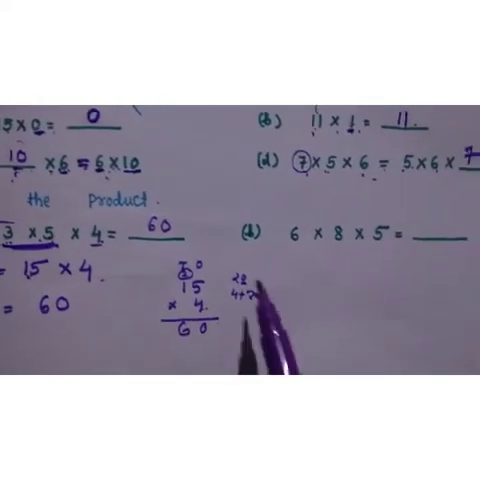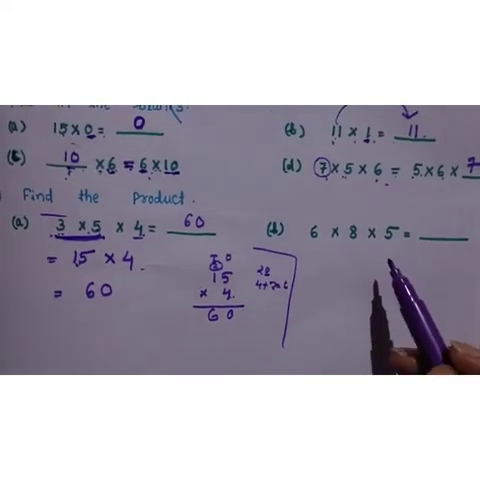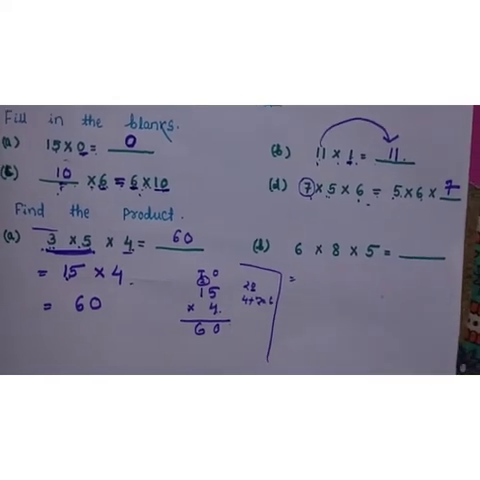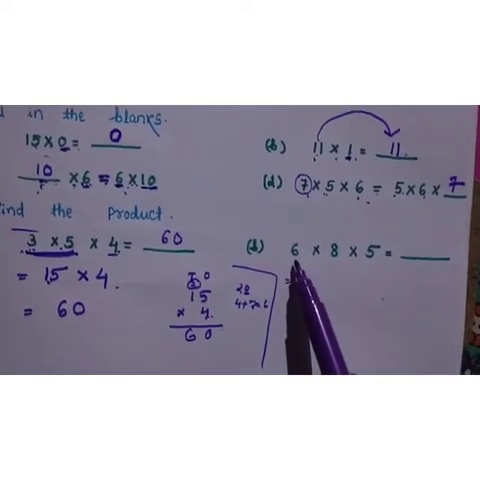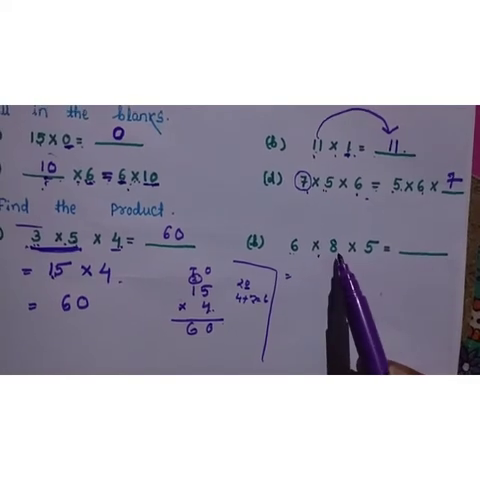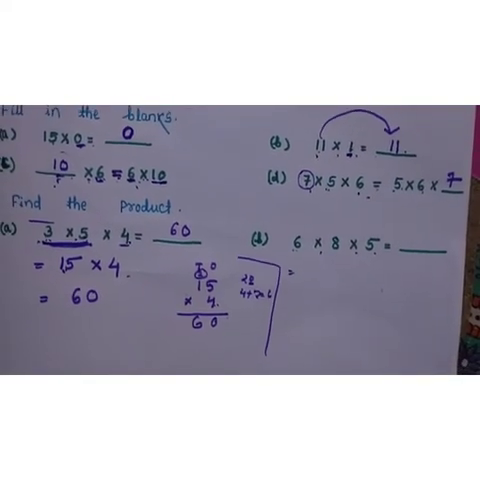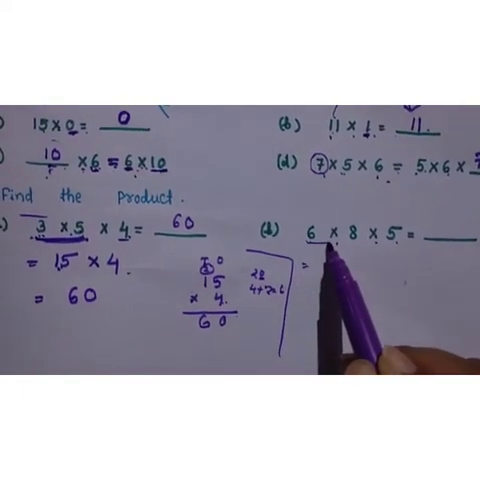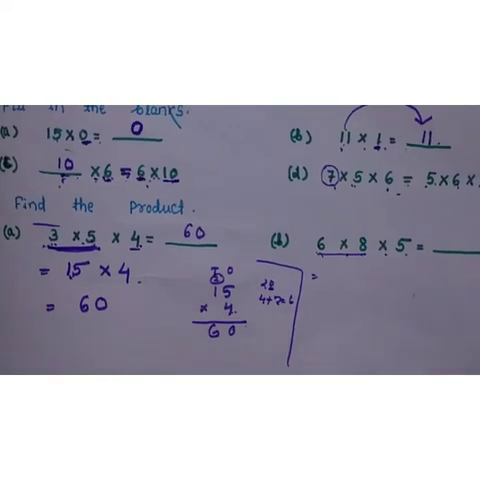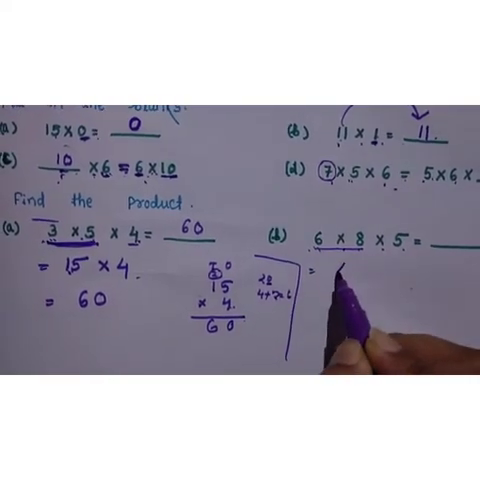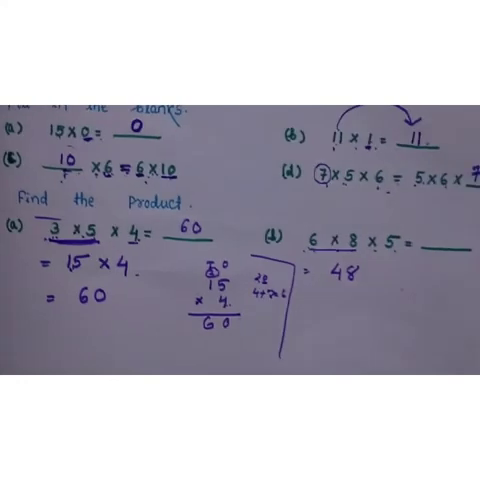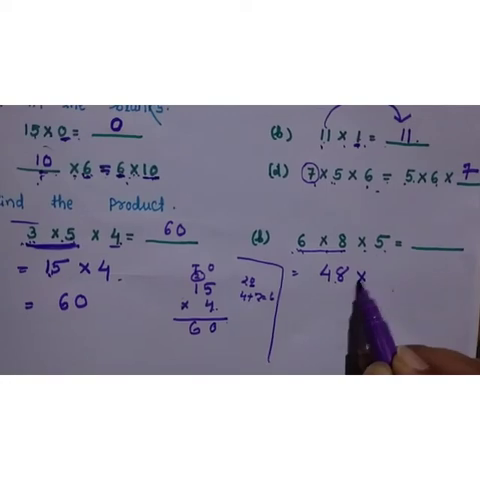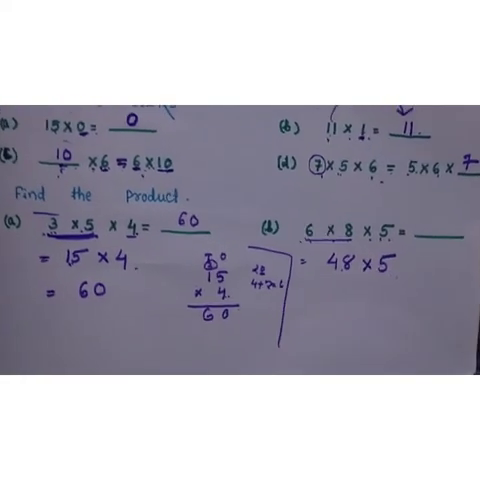Okay. And see students, similarly another question is given here. Here also how many numbers are there? 3 numbers are given. And your question is 6 into 8 into 5. Similarly you can do this one. We multiply the first 2 numbers. 6 eights are how much students? 48.